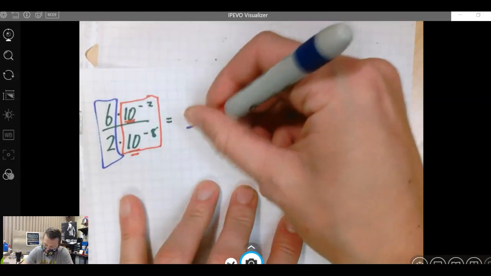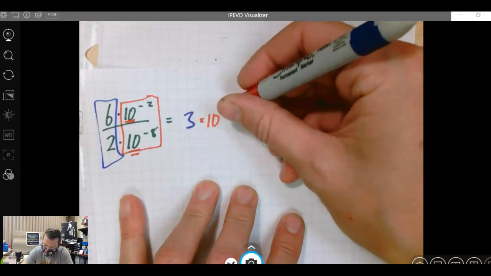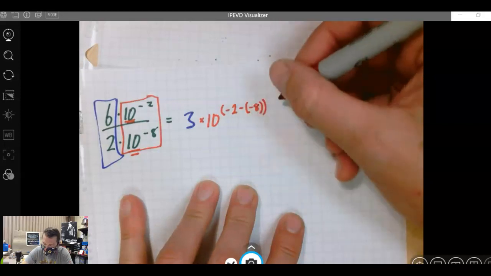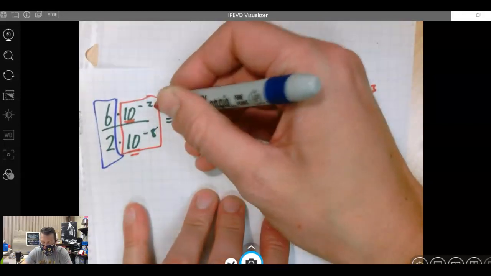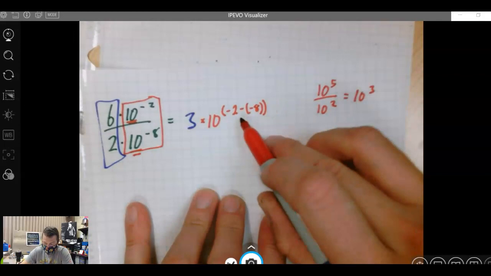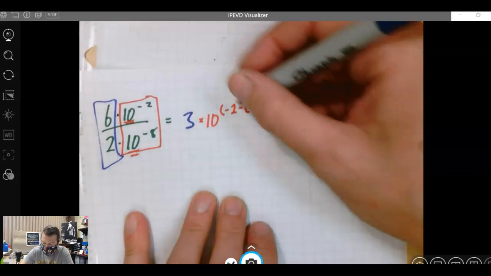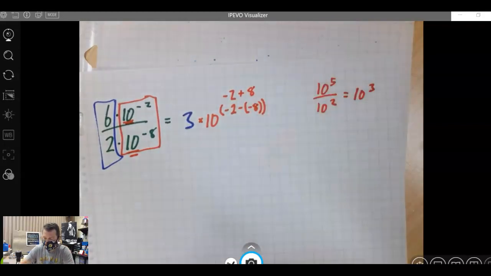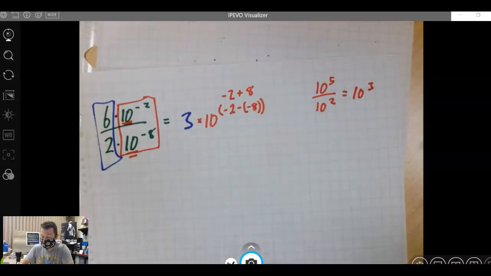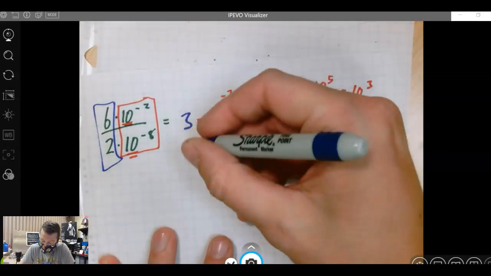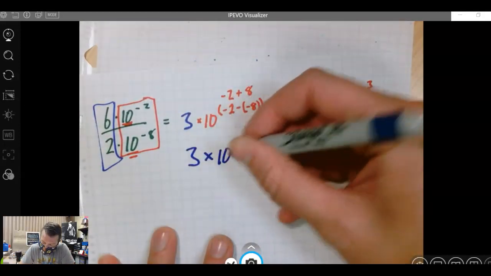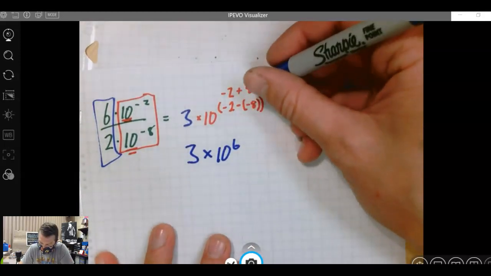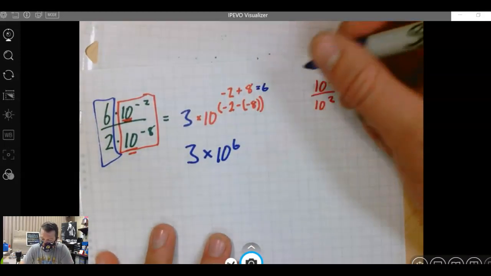So what we have here is times 10 to the -2 minus -8, because we subtract when there's division happening. So -2 minus -8 is actually going to become -2 plus 8, which is going to become 6, right? So this will give us 3 times 10 to the 6th power, because -2 plus 8 gives us 6.